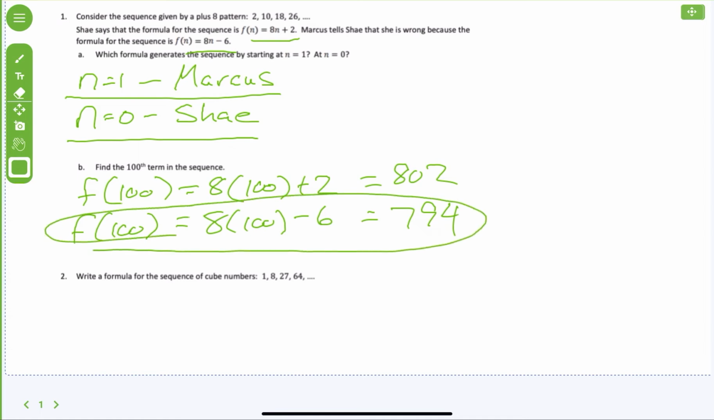Now, write a formula for the sequence of cube numbers. How do you know what cube numbers are? Numbers that are cubed. You know what a cube is? It'd be like x cubed. So it's some number that you're going to multiply by itself 3 times. Okay? So if we start with 0, what do we get?